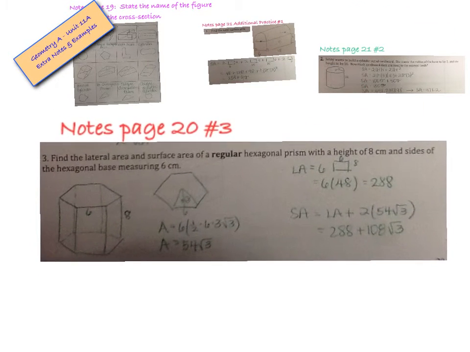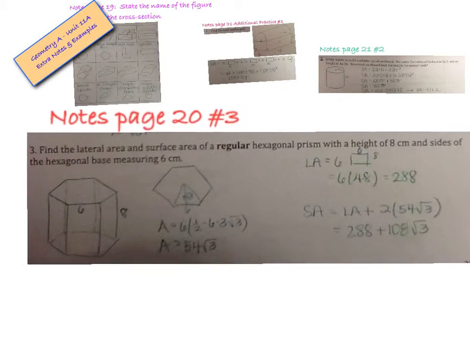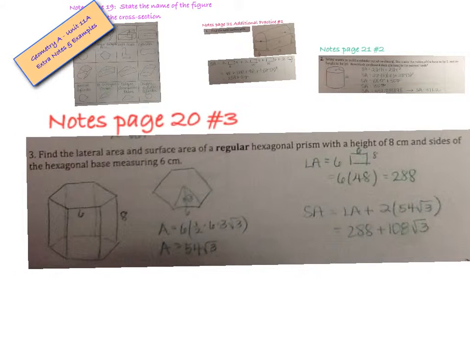On page 20, number 3, there is an example that has you finding the lateral area and surface area of a prism that has a hexagon at the bottom. A regular hexagonal prism means that each of the sides are the same. I've drawn a quick shape for you where you can see each of the lateral sides are rectangles with dimensions of 8 by 6.